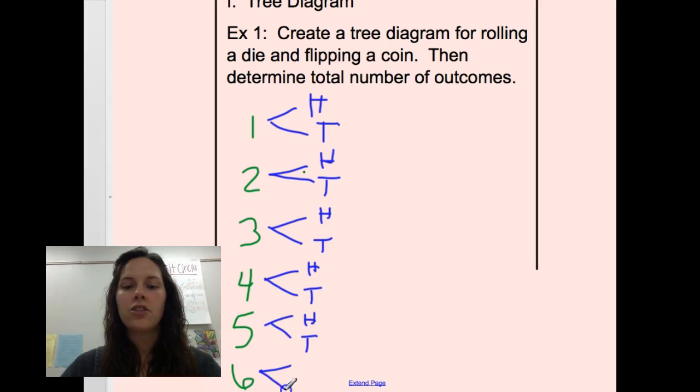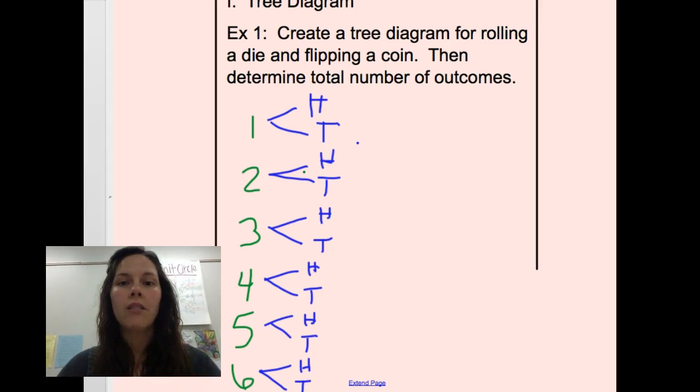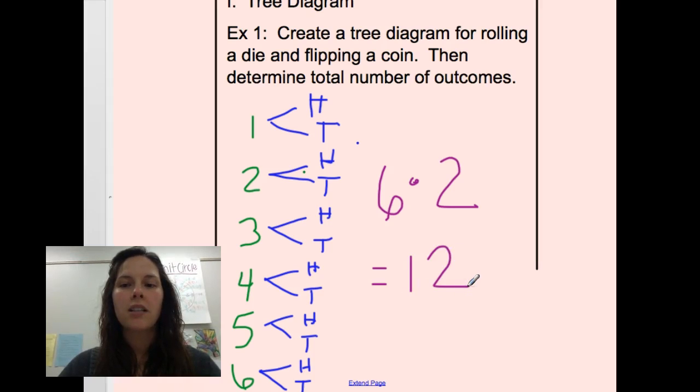And the last question is, how many total outcomes are possible? So this is where I'm talking about counting. Now we're not actually going to count all of the possibilities. We're going to multiply, because if you look, we've got all of those numbers 1 through 6 with 2 branches. So we had 6 possibilities on our first event times the 2 possibilities for our second event gives us a total of 12 possible outcomes.